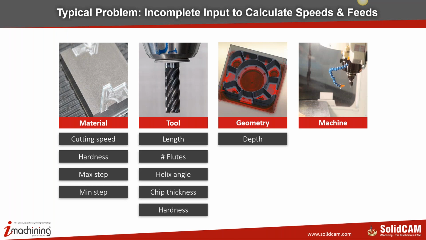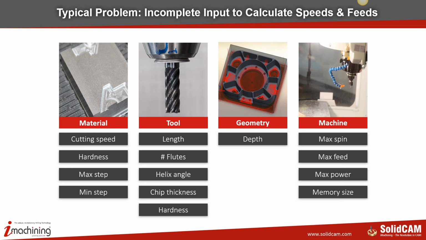From the machine point of view, we have the maximum RPM this machine supports. What is the maximum feed rate? What is the maximum power available on the spindle? And what is the memory that is available on the controller?